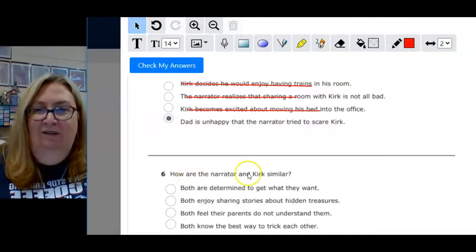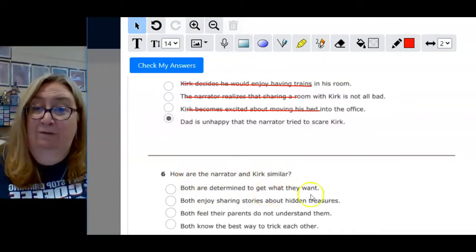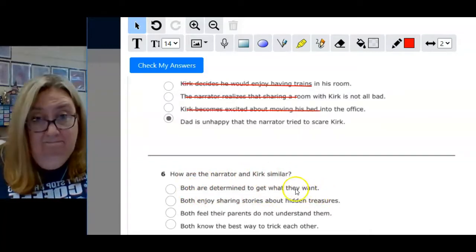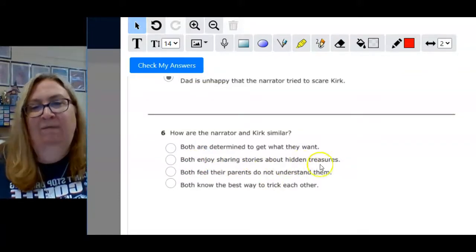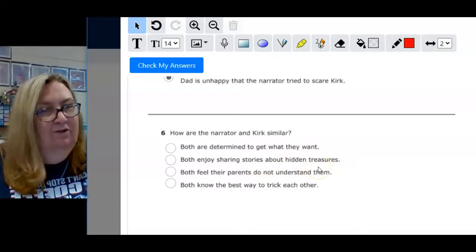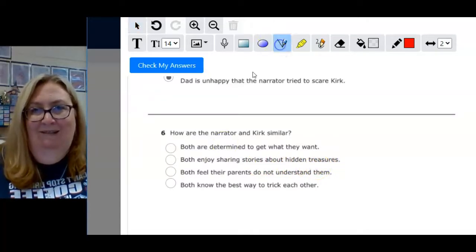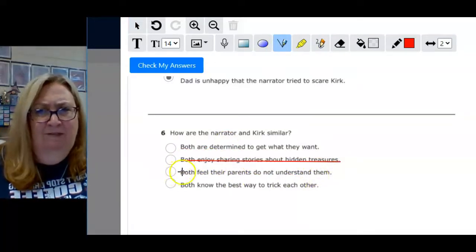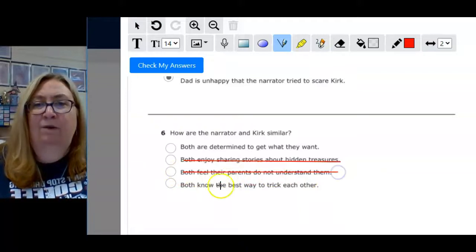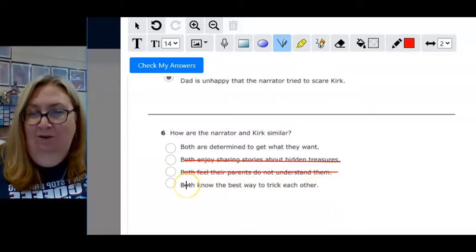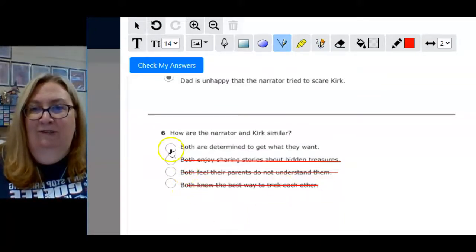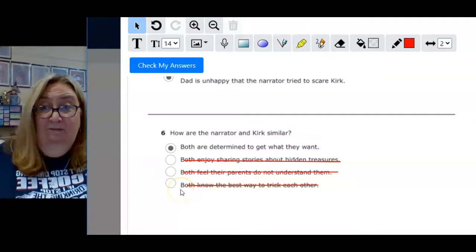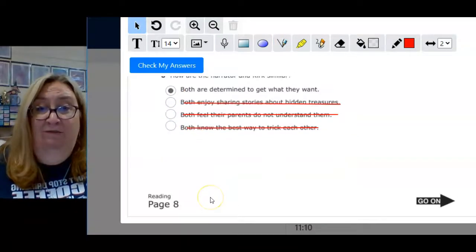How are the narrator and Kirk similar? They're both determined to get what they want. I think that's a good answer. Both enjoy sharing stories about hidden treasures. How many of them share stories about hidden treasures? Just the narrator. So that one is not it. Both feel their parents do not understand them. I don't think Kirk feels that way at all. Both know the best way to trick each other. Has Kirk tried to trick his older brother in this? So the only answer that we can prove is that they both are determined to get what they want. Kirk doesn't want to leave the room, and the narrator wants a room all of his very own.